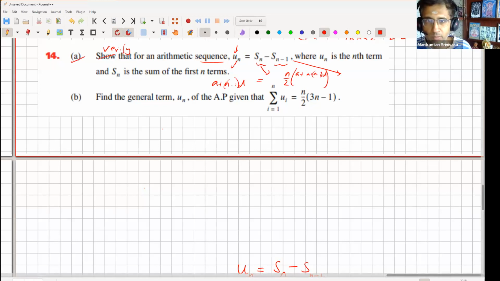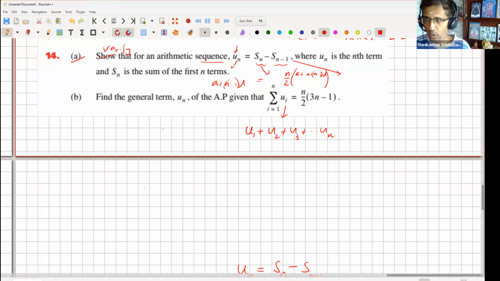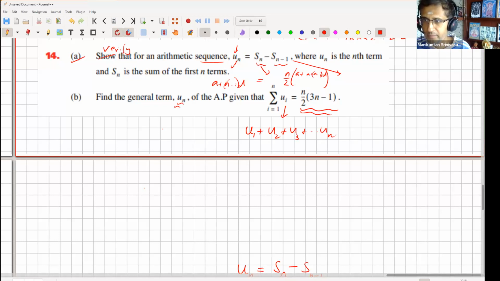Now part B, back to what Moksh is asking. So what does this mean? This is as i goes from 1 to n. So it means u1 plus u2 plus u3, so on till un. He has not given an expression for what ui itself is in terms of i, but he's saying, given that u1 plus u2, so on till un is this expression, find a general term un. The question is clear, right, Moksh? Okay. And the hint is part A. Part B is just an application of part A.